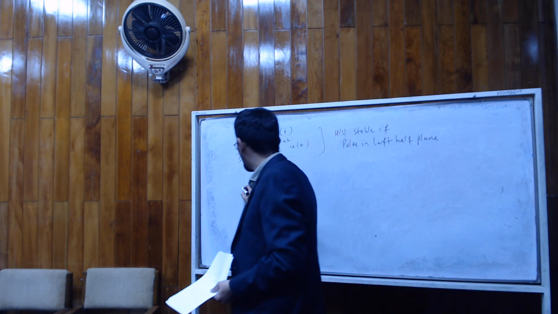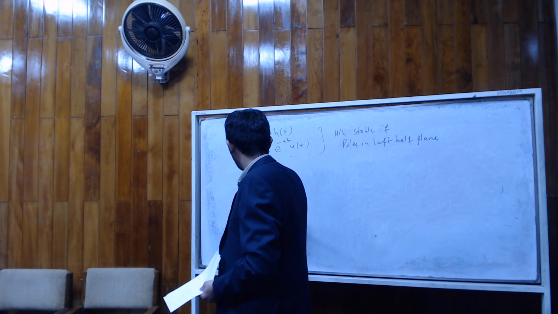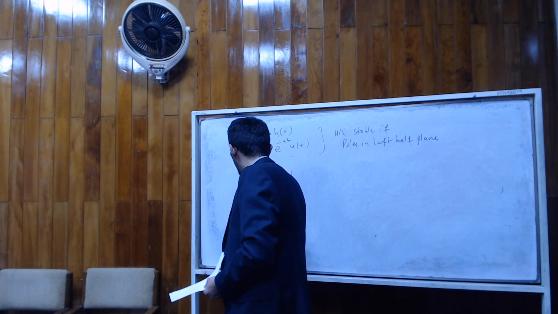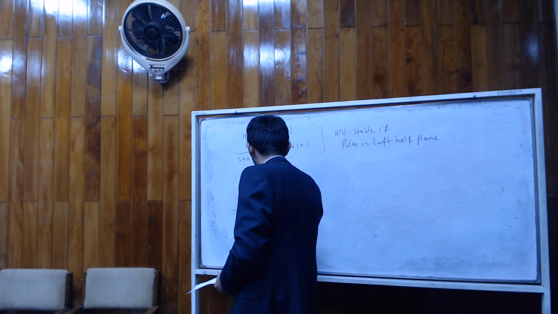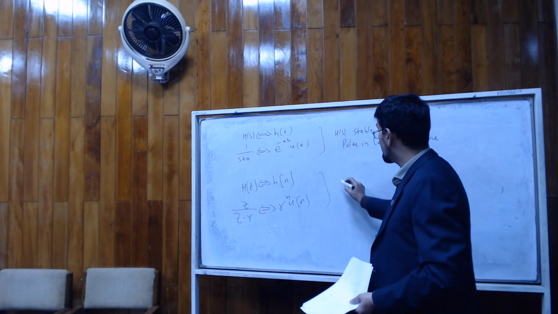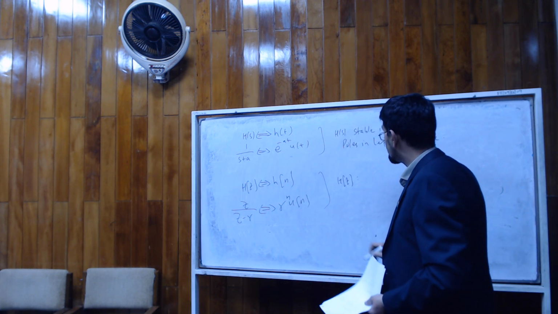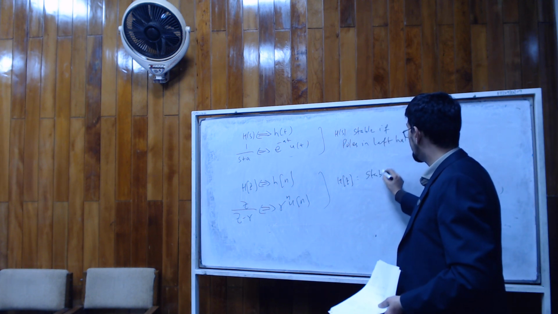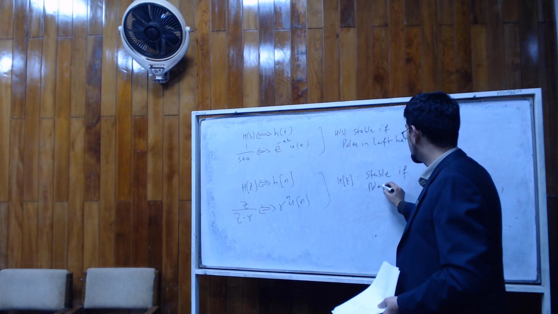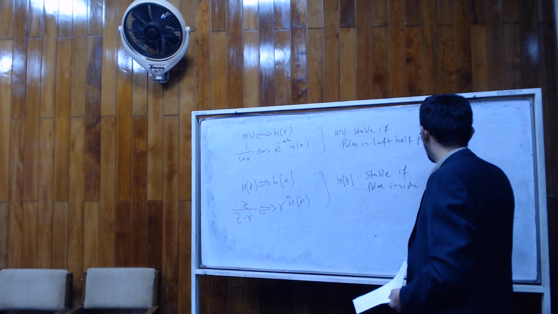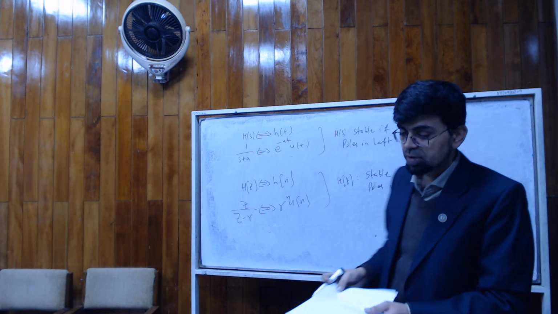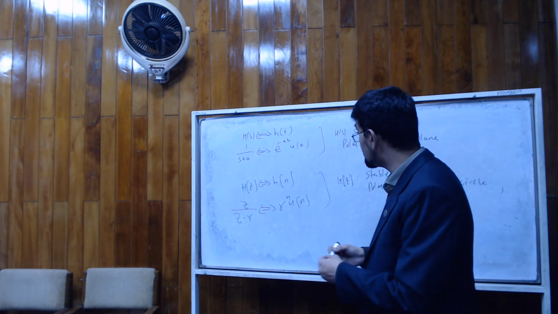For discrete time we have H(z) corresponding to h[n], and there we have this formulation z over z minus gamma corresponding to gamma to the n u[n], and from here we can see that H(z) tells us about stability. From H(z) you can tell the system is stable if the poles are inside the unit circle. Distance of 1, yes, inside the unit circle.